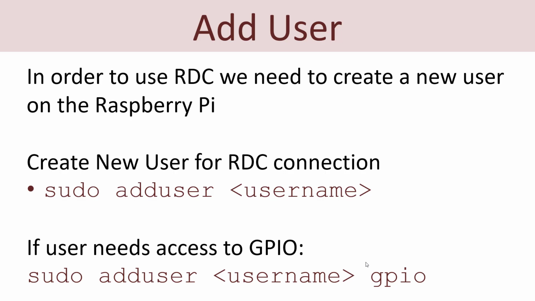So then we go back to PuTTy, or we can of course use the terminal if we have access to the Raspberry Pi using a keyboard and a mouse. But typically you type just sudo adduser and the new username. So basically that's it. Let's go back to PuTTy and add a new user to the Raspberry Pi.